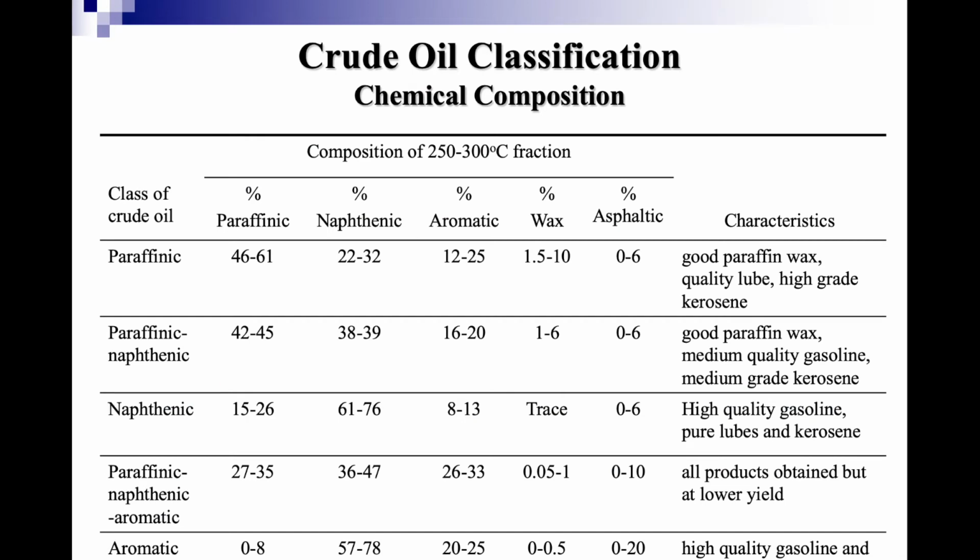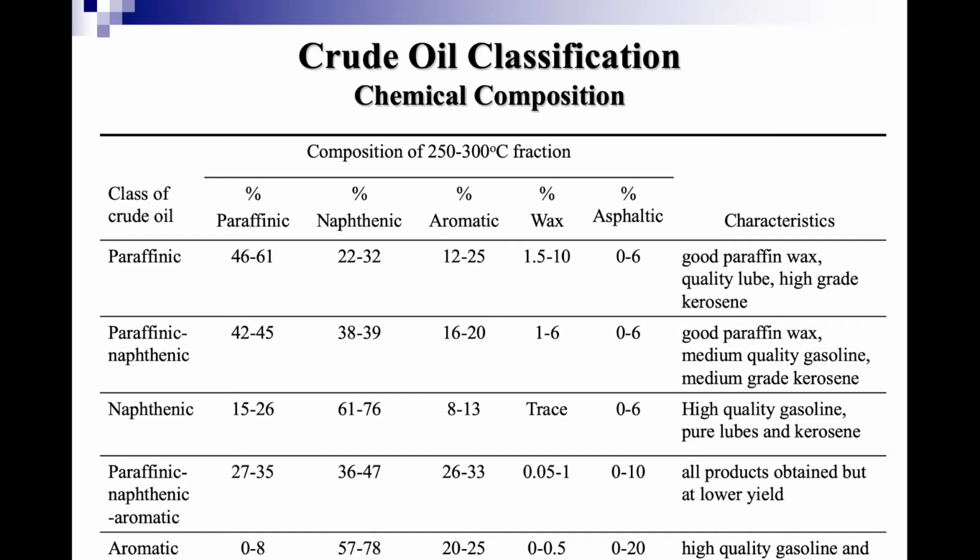So this is the percentage of paraffin that they have in the compositions, and the characteristic of paraffin. I mean to say that for the paraffinic class, it has good paraffin wax, quality lube, and high grade kerosene. For the paraffinic and naphthenic, it has good paraffin wax, medium quality gasoline, and medium grade kerosene.